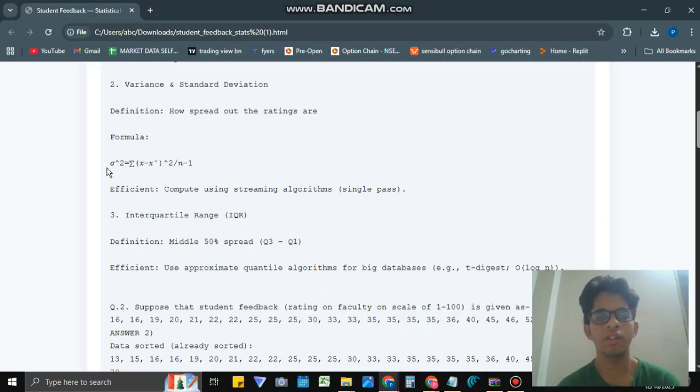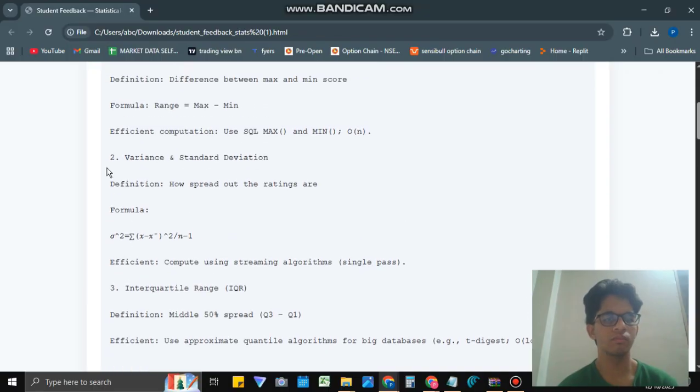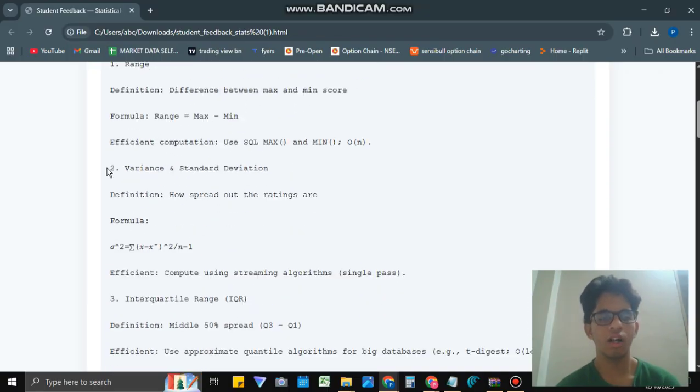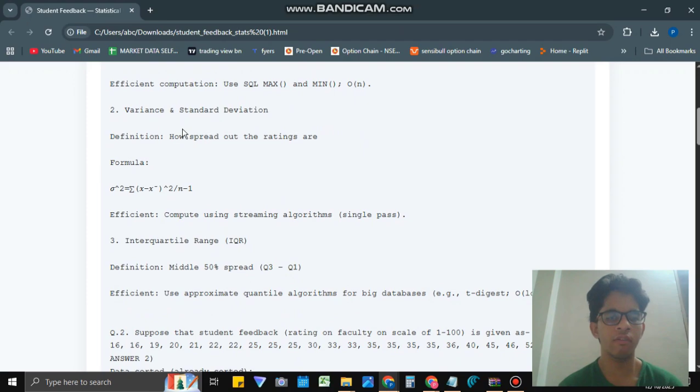So let's start with the second. After range, we have variance and standard deviation. The variance tells us how spread out the ratings are. It's efficient as it is computed using streaming algorithms, like in a single pass. The formula is sigma square equal to the summation of x minus x bar whole square, where x bar is the mean, divided by n minus 1, which is the degrees of freedom.